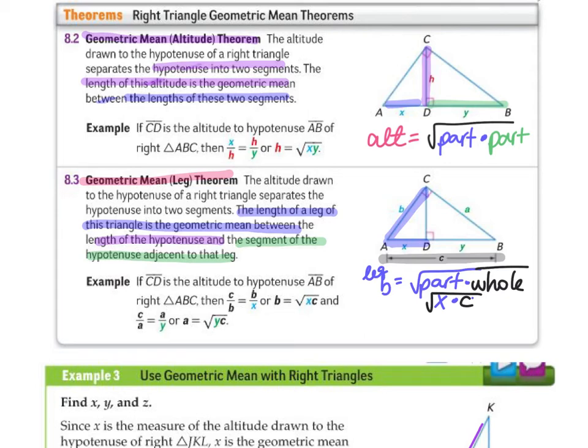And for our other leg, we would have A, this green one. Again, it's a leg, so we know that it will equal the part that's adjacent times the whole hypotenuse, c. If we wrote it as letters or variables, x times c.